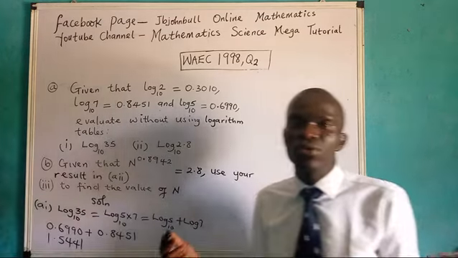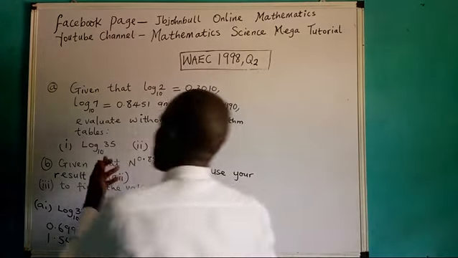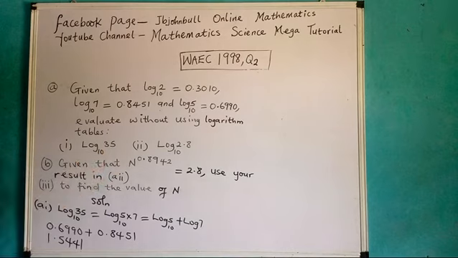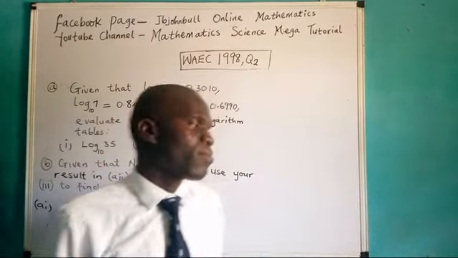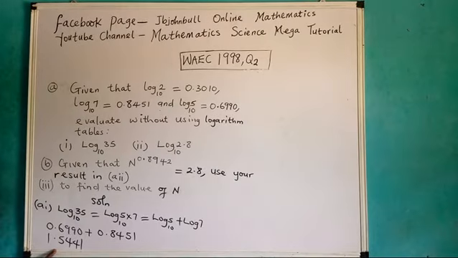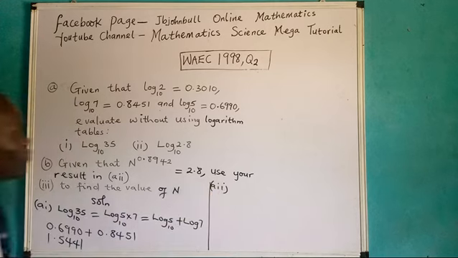You can use your calculator and check it. Just press the log of 35. You know that your calculator works with a common base of 10. Press the log of 35, you're going to have 1.5441. Okay? If you have done that, it means we can move on to Roman figure 2.